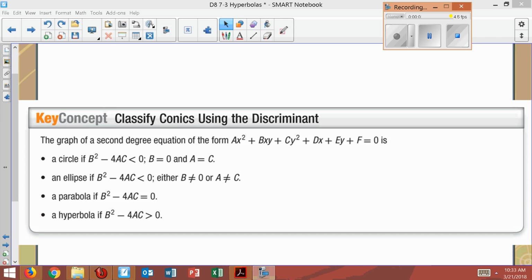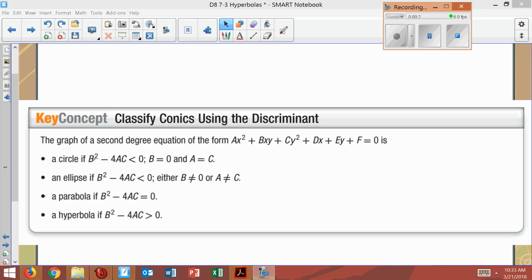Now let's talk about how to classify conics, looking at an equation using the discriminant. There's a formula here, and they have it written out in the correct form, where they have the squared terms first: we'll call this ax squared, and it'll be cy squared. What's in between is the xy term. That's our b.